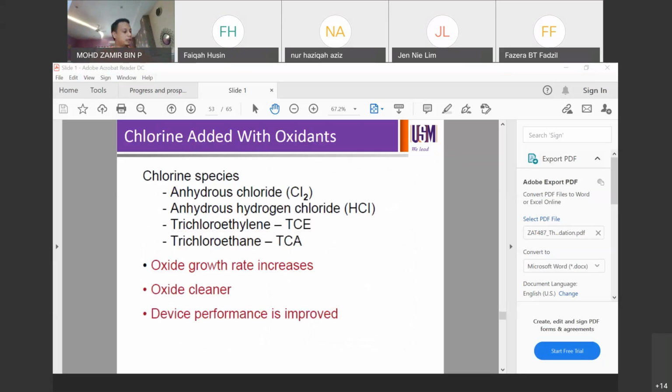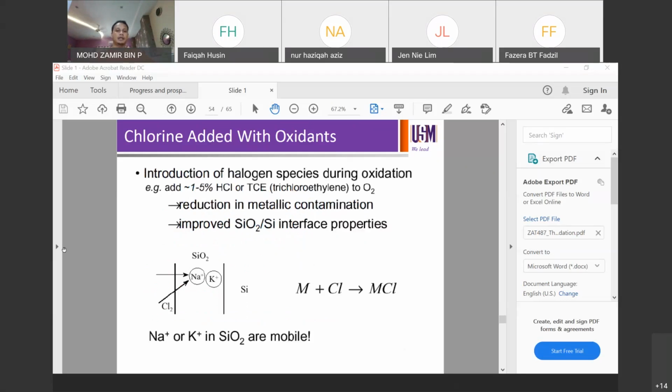Okay, you can also run with chlorine added to your process. Chlorine species, the examples are anhydrous chloride, Cl2, HCl, TCE, TCA. What's going to happen is your oxide growth rate increases, your oxide will also be cleaner, and device performance is improved. So you have to add your chlorine species along with the oxidant to ensure a better process. What is actually being done is the introduction of halogen species or chlorine species with the oxidant.